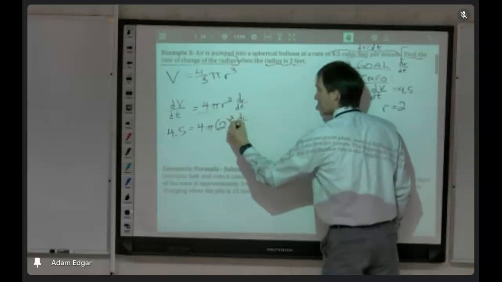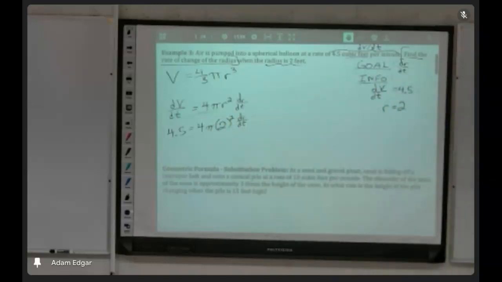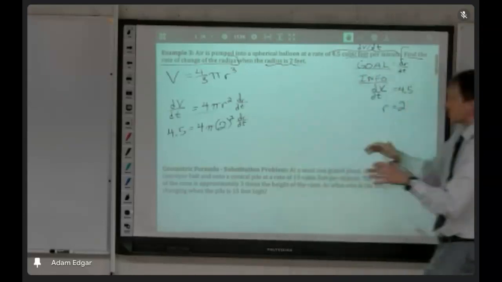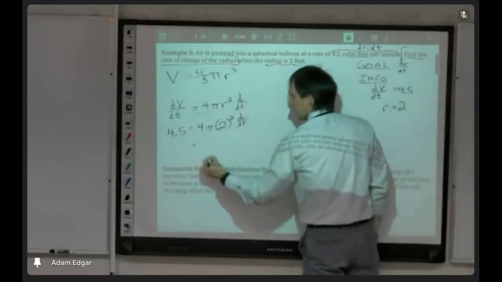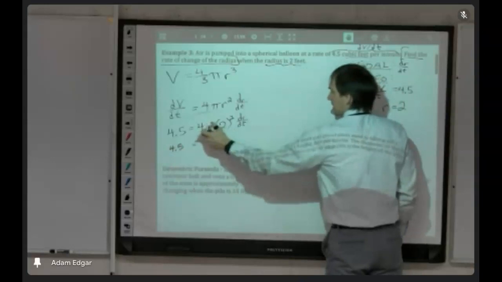You look at that and you say, hey, I've only got one unknown variable. I can solve that right away. I don't need to go back to my original equation and plug stuff in there. Sometimes you will. Sometimes there will be an interplay between the two equations. But this is a nice situation. You get the derivative, you fill stuff in, and you're good to go. So I would probably clean up the left side first. And by left, I mean right. So what's 4 times pi times 2 squared?